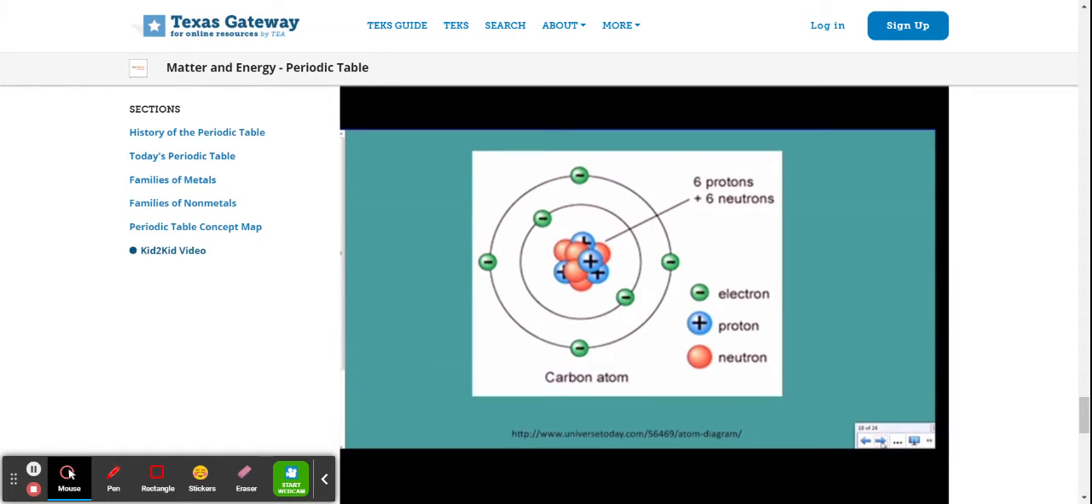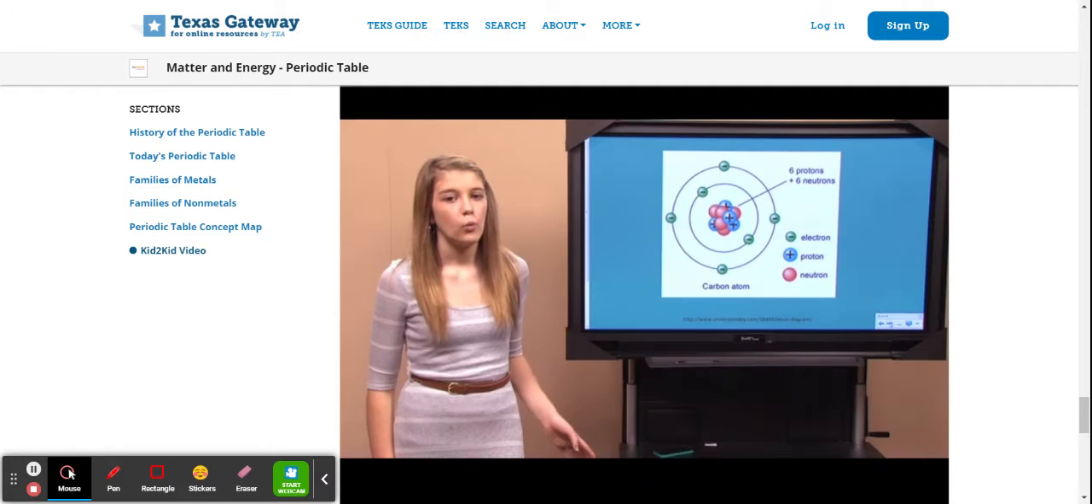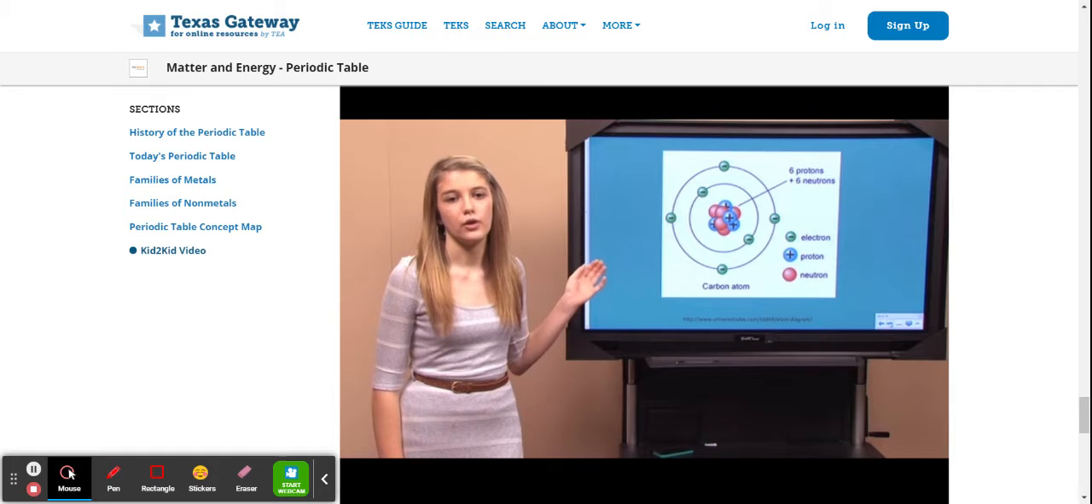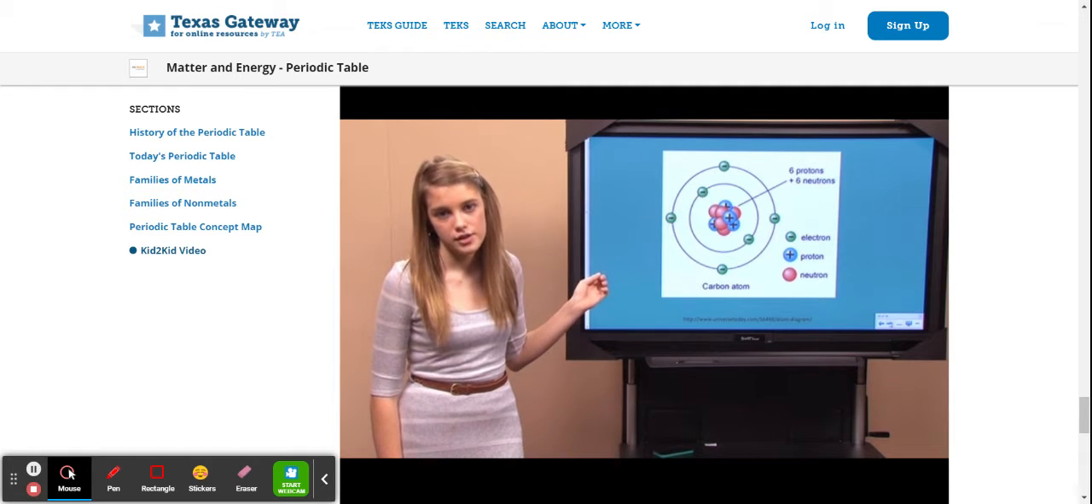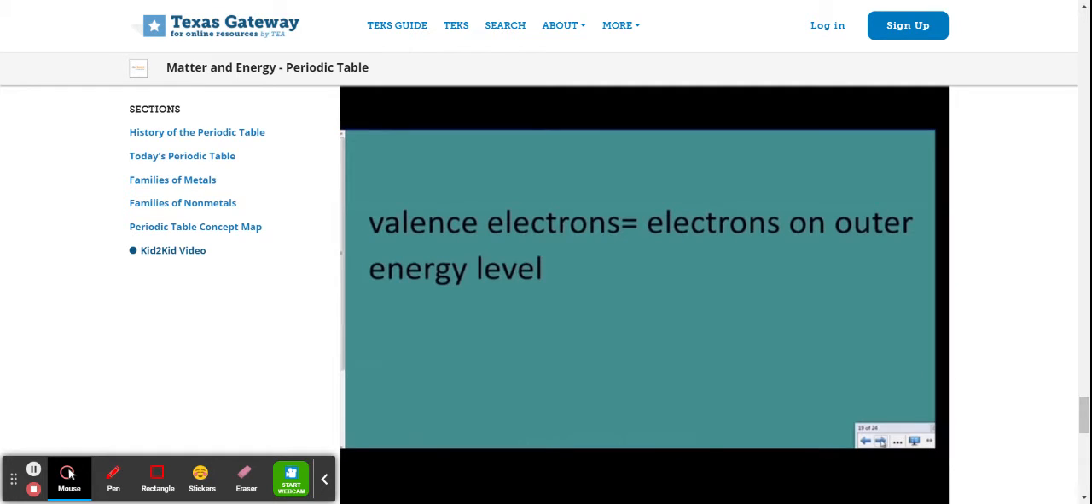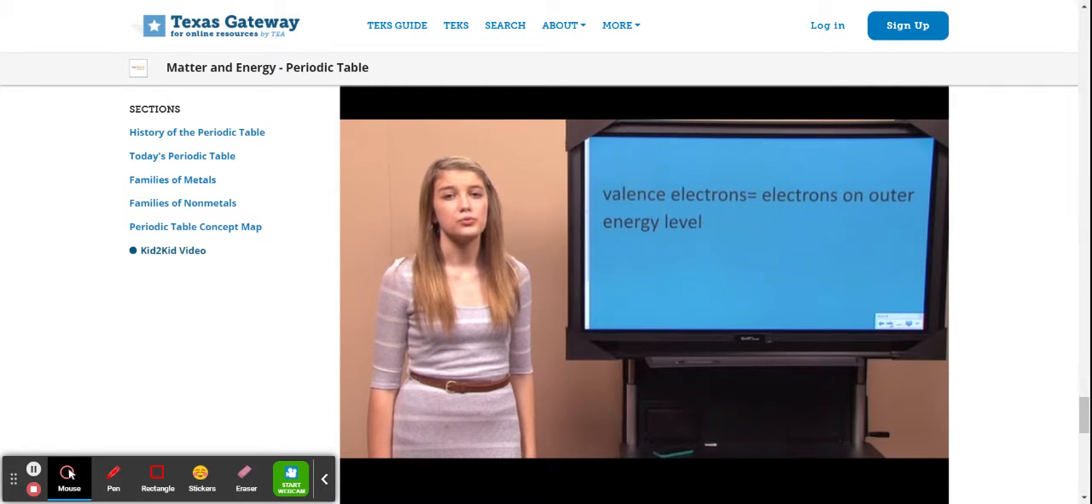See how 2 of its electrons fill up the first energy level, and there's 4 electrons out on the second level? Well, the electrons in the outer energy level are called valence electrons. Let's look at that definition. You might want to write that down. The number of valence electrons is real important. Elements in the same group have the same number of valence electrons.